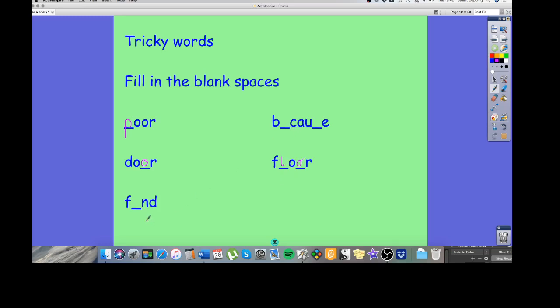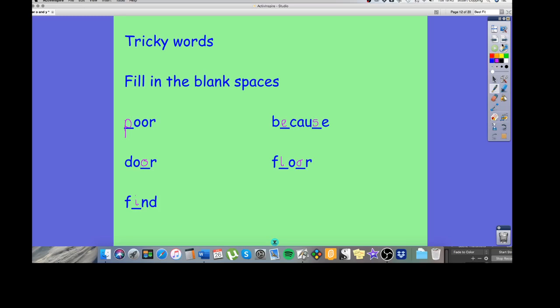And we've got two more. Here, this one was find. It's tricky because the I makes the I sound. And this long one here is because. So that's what you should have written in your book with the missing letters in a different colour.